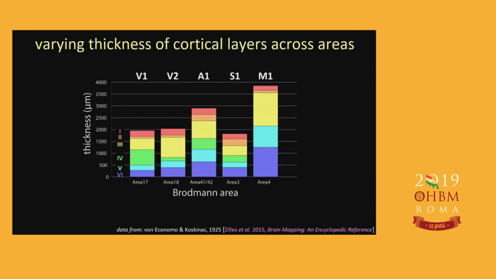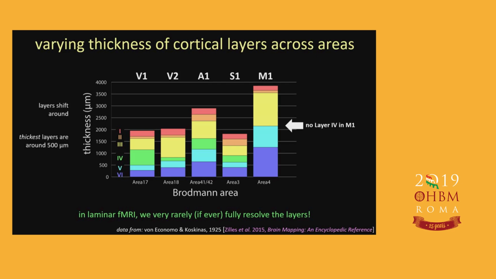Here's another example of this, showing varying thickness of the cortical layers across areas. Here I've picked a couple of primary sensory and motor regions. Of course, we know there are a lot of differences across the cortex. For example, there's no layer 4 in M1. We see that the layers really shift around quite a lot across regions, even between adjacent regions such as V1 and V2. Note also here that the thickest layers are around 500 microns. What that means is that in order to comfortably resolve activation within an individual layer, we would need a voxel size of about 200 microns or so. So in laminar fMRI, we very rarely, if ever, resolve the layers.